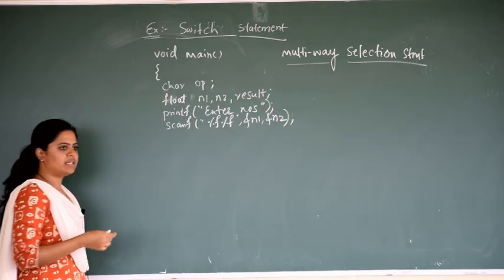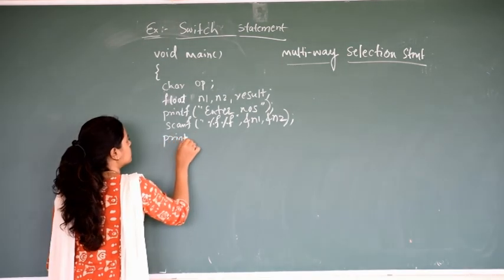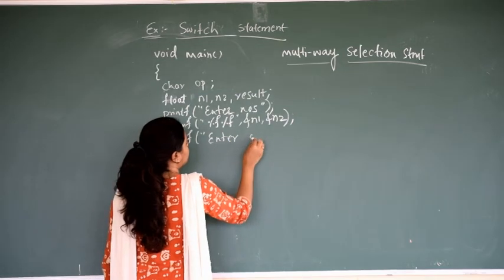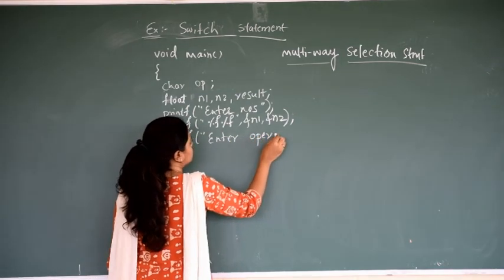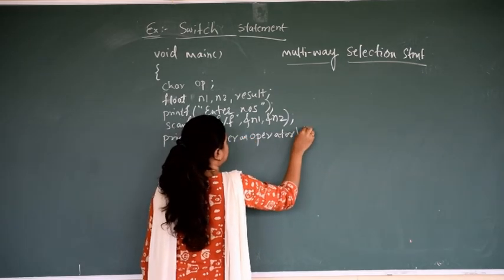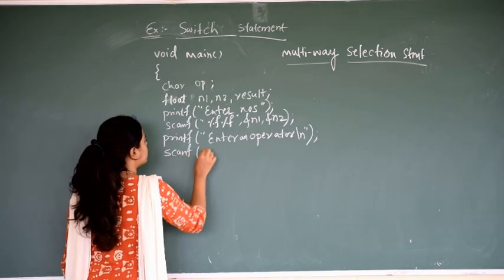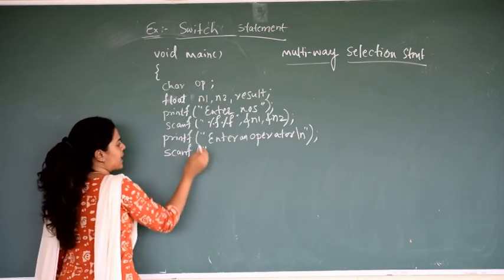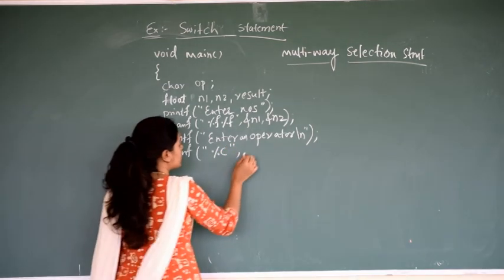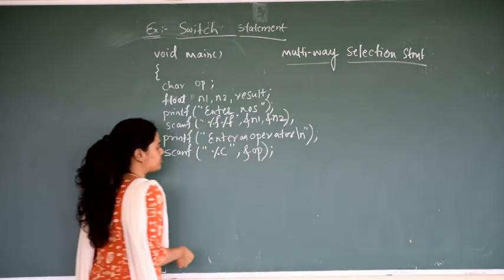After reading these two numbers, it is going to ask us to enter an operator also. So again I am going to read the operator. The operator is of type character, so the format specifier is %c with ampersand op.